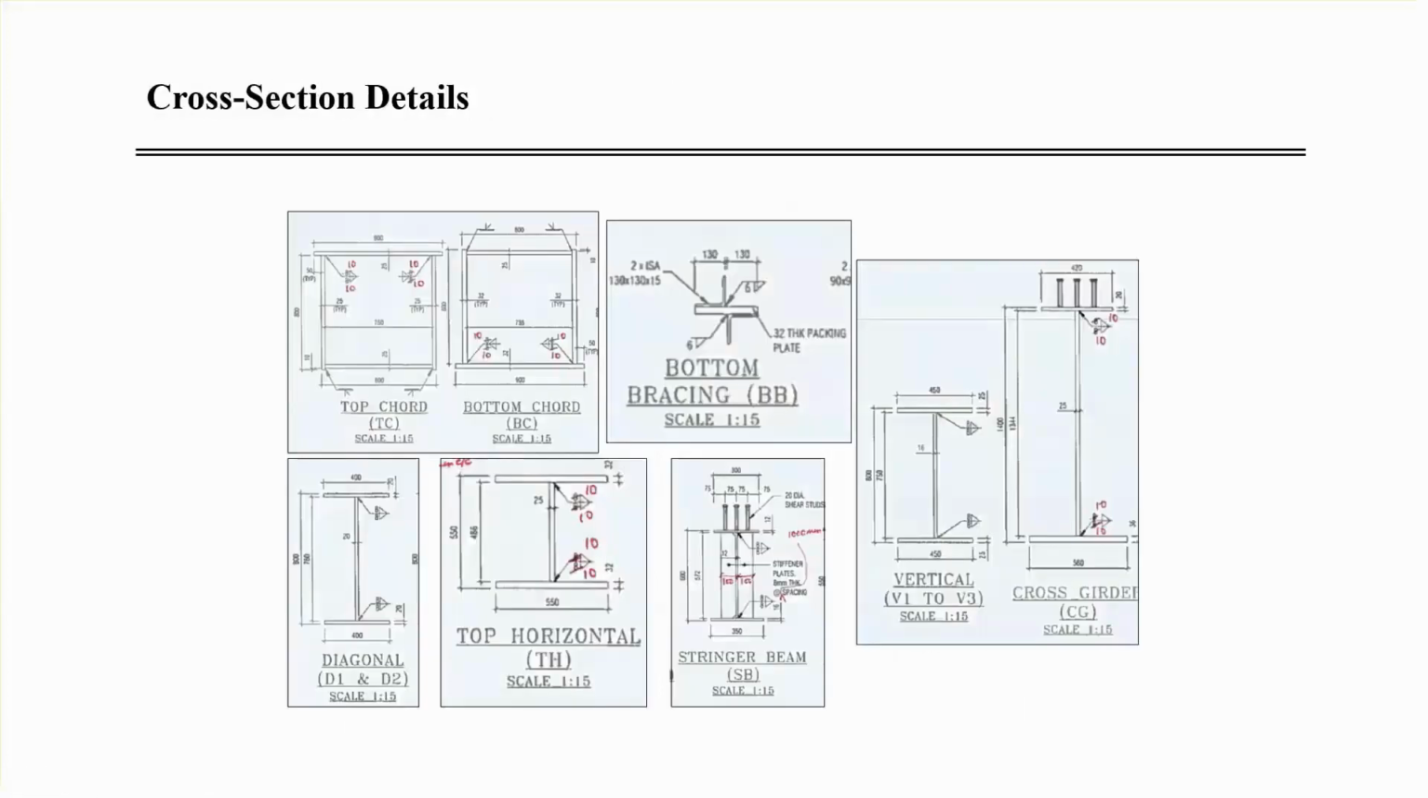Now coming to the cross sectional details, there are 8 sections that we are going to create, which are 2 chord sections, that means 2 box sections, one the top chord and one the bottom chord, one bracing section, and the remaining would be I sections, whether they are diagonal elements or verticals, that means hangers, then cross girders, top horizontal elements, as well as the main or stringer beams.